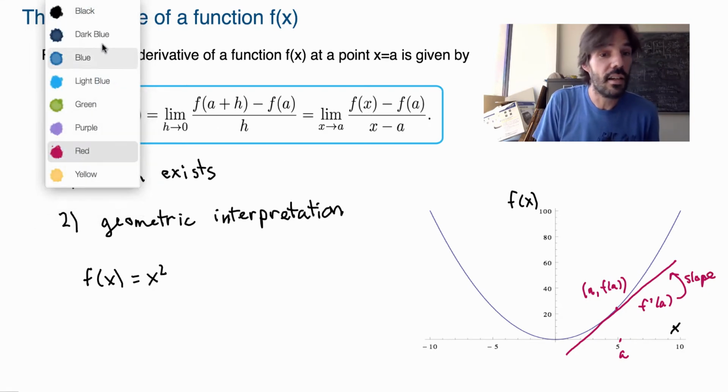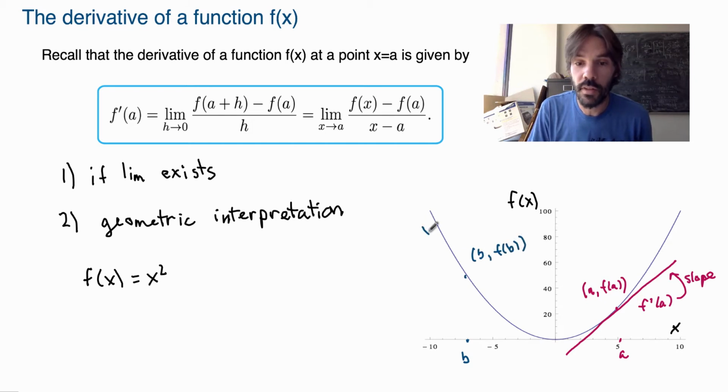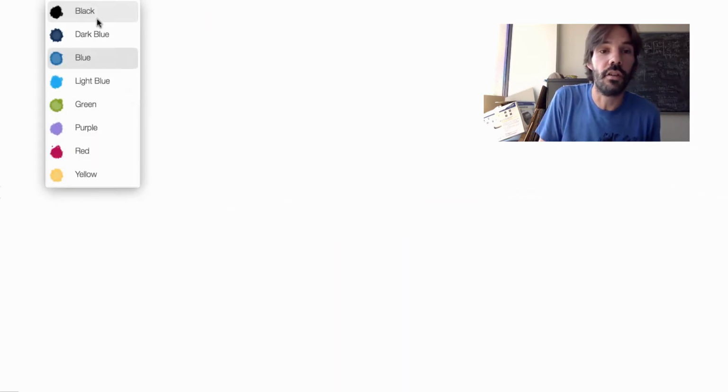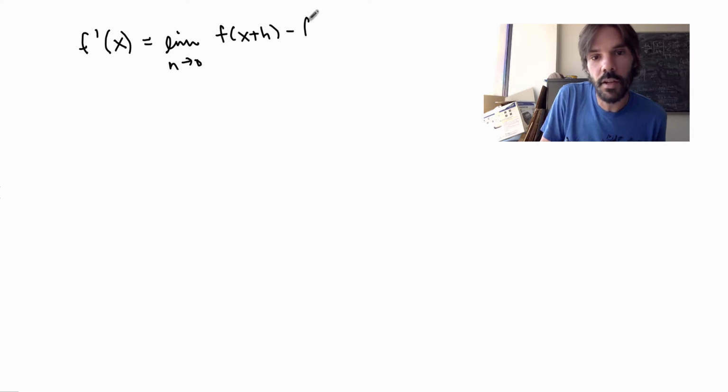But now one could ask, is there anything special about a? Well, of course, a is not special. I could choose a different point, say b here, with its corresponding b and f of b, and the derivative would give me the slope of the tangent line at this point. And I could do that for any point on my curve here. So in fact, using this, I can generalize the definition of the derivative a tiny bit. I'm going to write a new definition of the derivative as f prime of x being equal to the limit as h goes to 0 of f of x plus h minus f of x, divided by h.